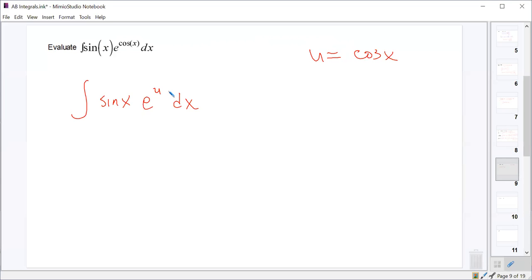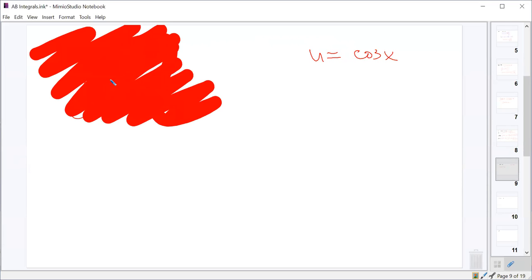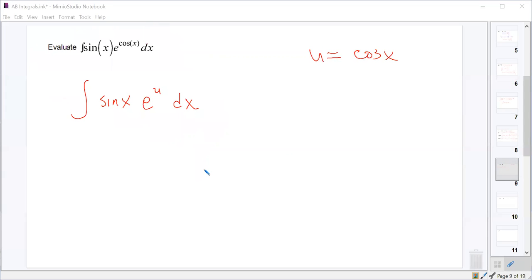Okay, let me try this a different way. I'm going to ask you the exact same question I just asked you. What's du? Negative sine x? Wonderful. Isn't du just negative sine x dx? Isn't that how we find du using a differential back from our derivatives units?